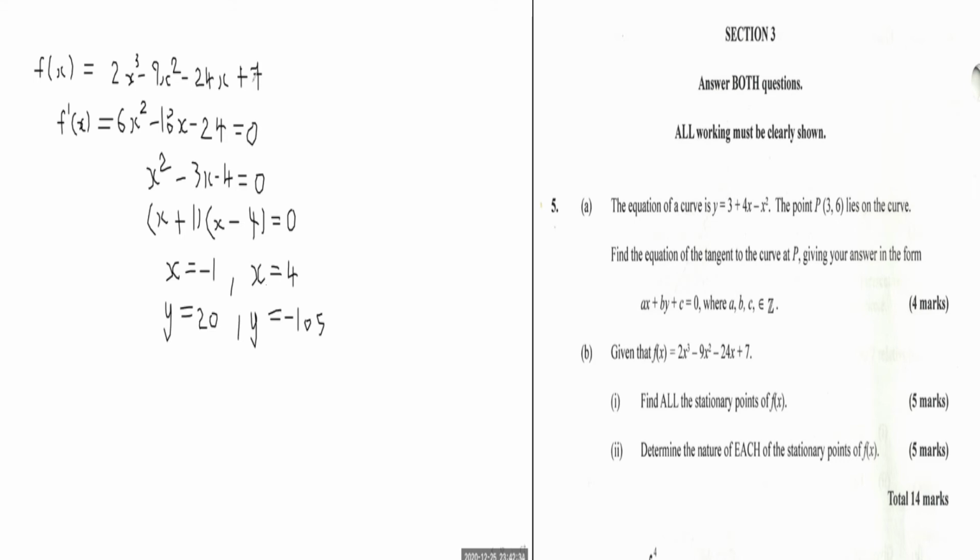And so the 2 stationary points are (-1, 20) and (4, -105). Without even looking at it, I can tell their nature.